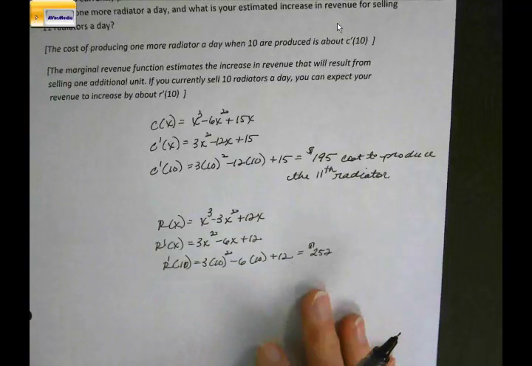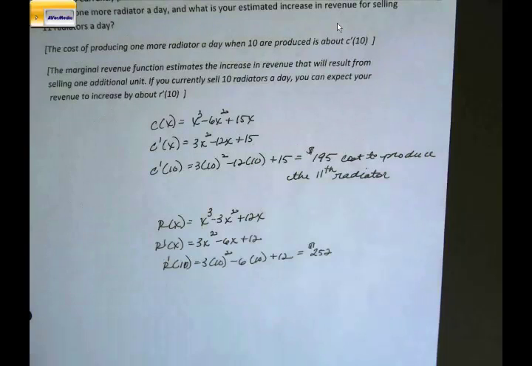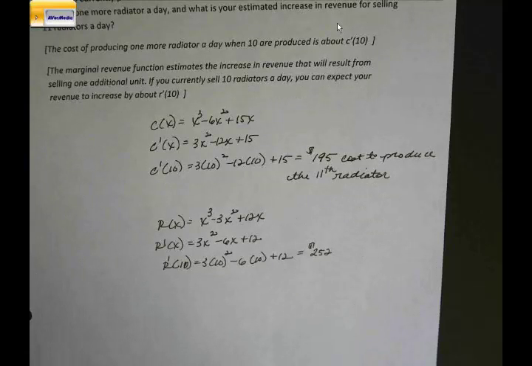So they're going to make $252 more, and their cost is only $195. So they're going to have more revenue. They're still going to get a profit, in other words, if they produce an 11th one. They'll still get a profit. But there are other factors involved in here.